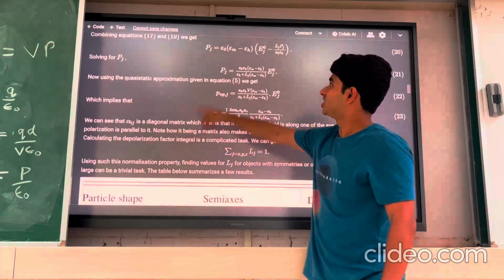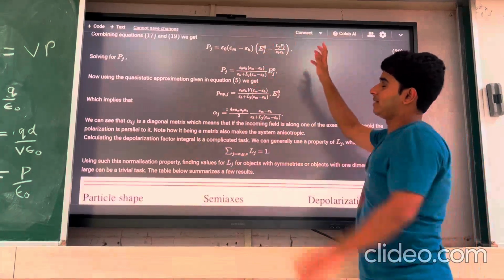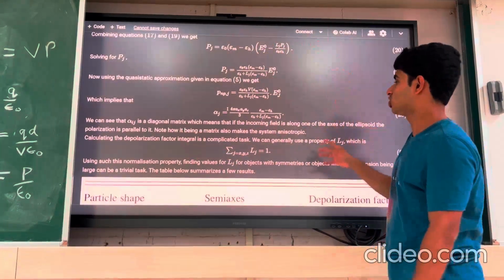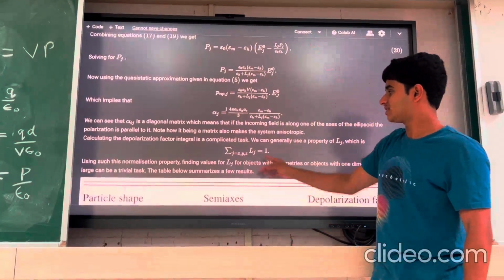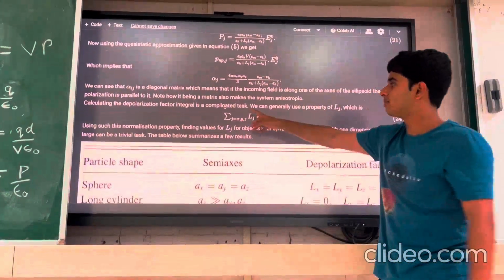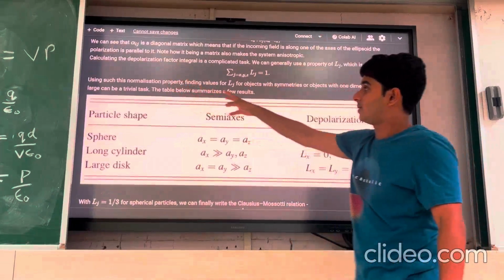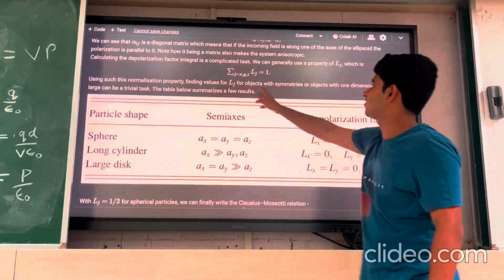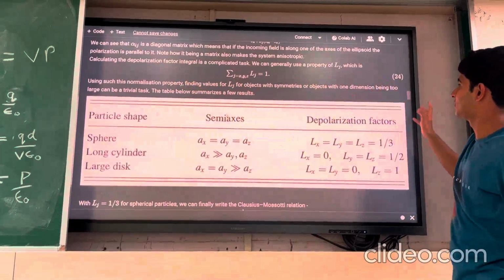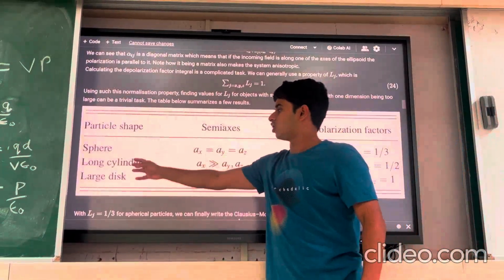So calculating Lj, if you remember, Lj was a complex integral, right? Calculating it is actually a laborious task, but you also have a relation which states that the summation of Lj over all directions is just 1. You can prove this simply. It just depends on the symmetry of Lj. And using such a normalization property, finding values for Lj for objects with symmetries or objects with one dimension being too large can be a trivial task. Here are some values for a sphere, long cylinder and disk.